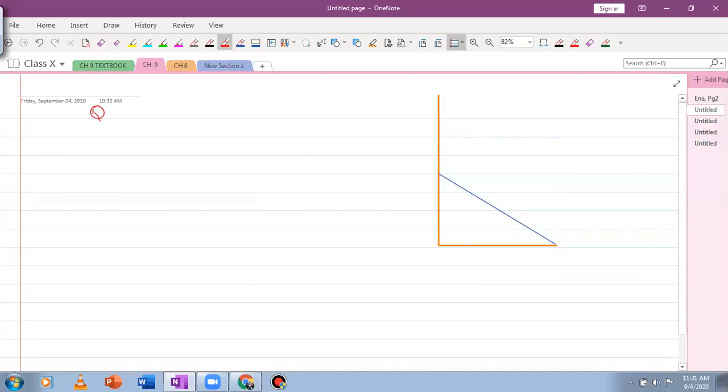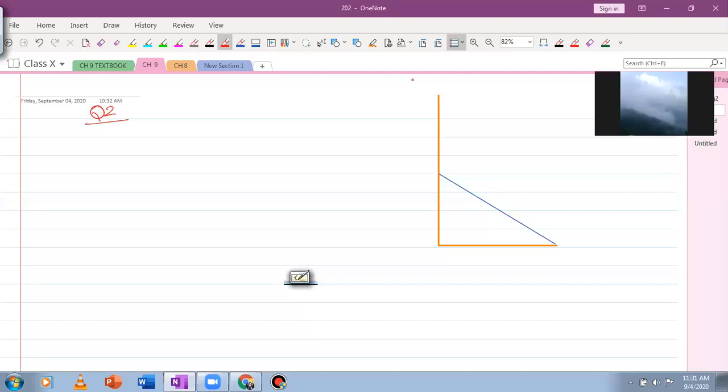So I've actually drawn this already. So this is the second question. So we have the tree as AB, and this is the point from which the tree is broken. So let AB be the tree.